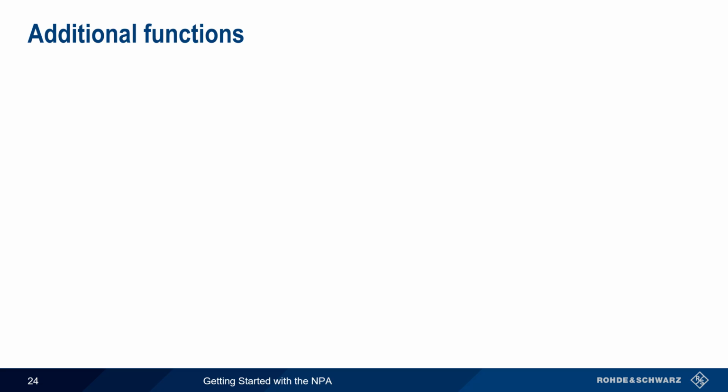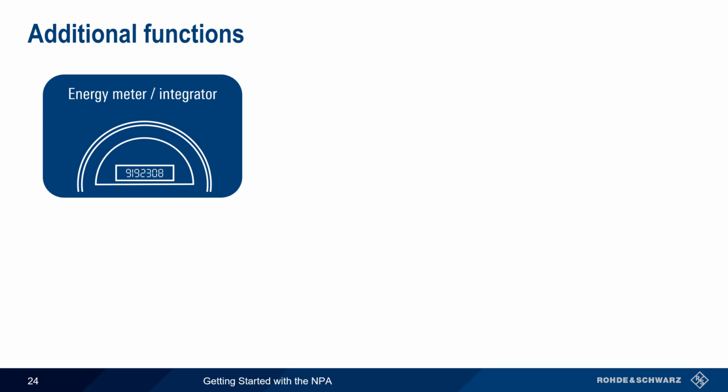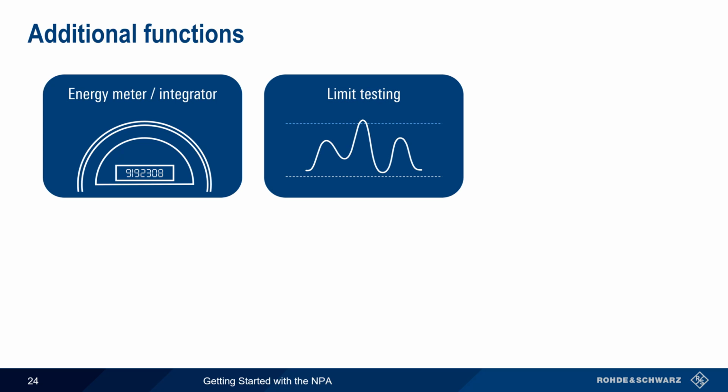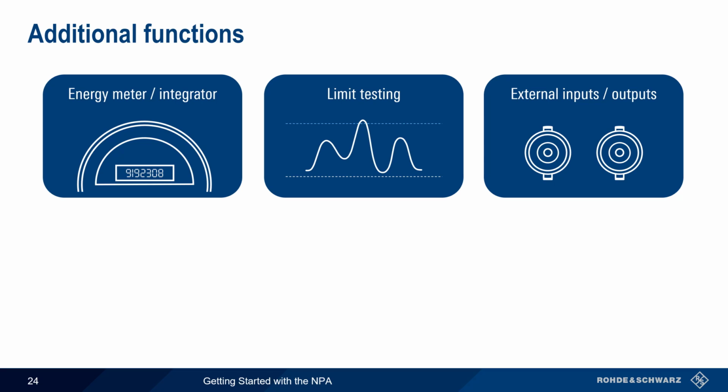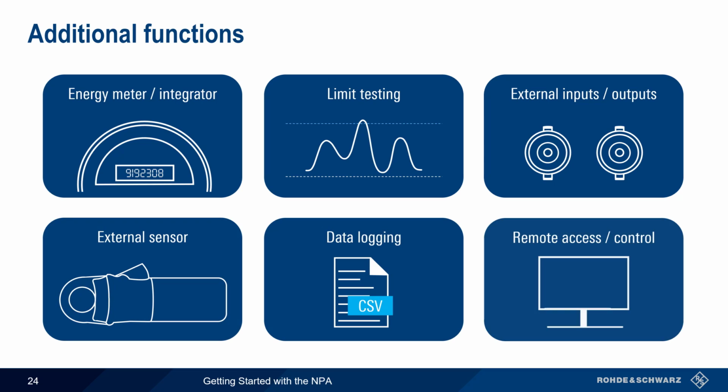Next, let's spend a few minutes briefly looking at some additional features of the NPA. This includes the energy meter or integrator function, limit testing, external inputs and outputs, the use of external sensors, data logging, and remote access or control.